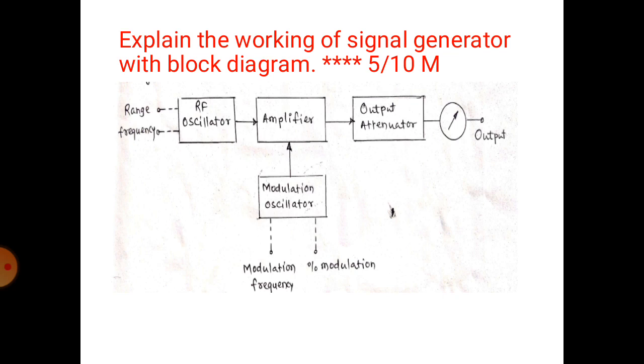in the chapter is: explain the working of signal generator with block diagram. This can be asked for 5 marks or 10 marks, and so far this has been asked 4 times in the semester end exam. So this is a very important question from the exam point of view. The various blocks of a signal generator are RF oscillator, then amplifier, then modulation oscillator, then output attenuator, and finally the output.